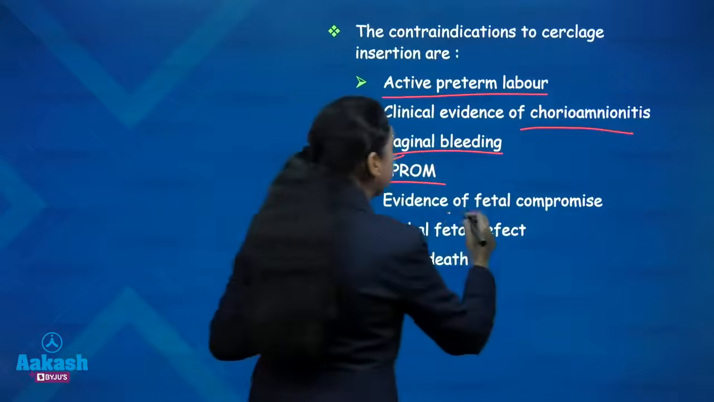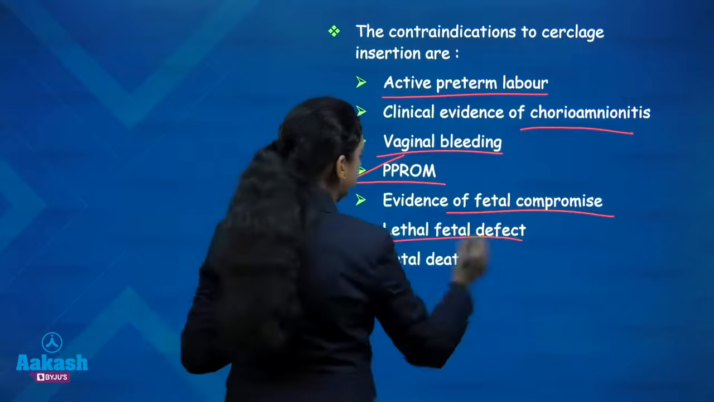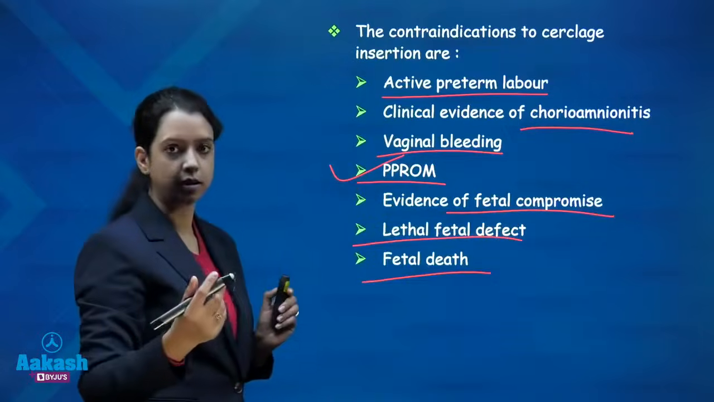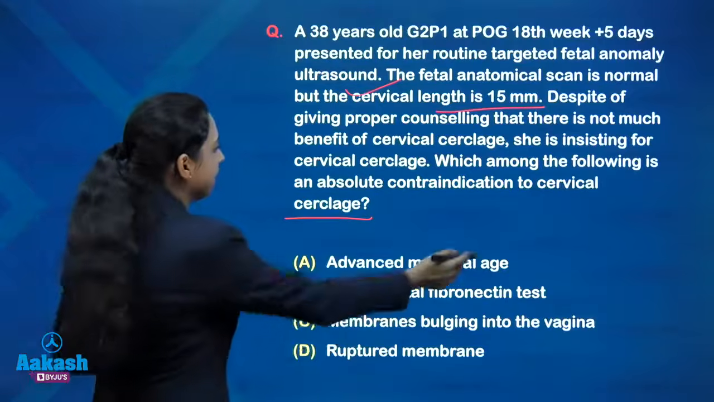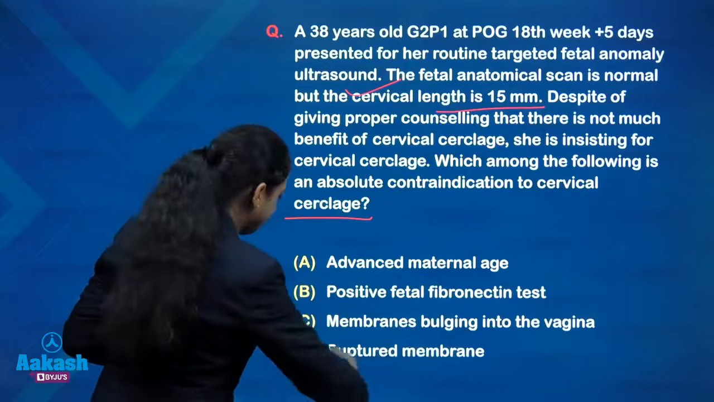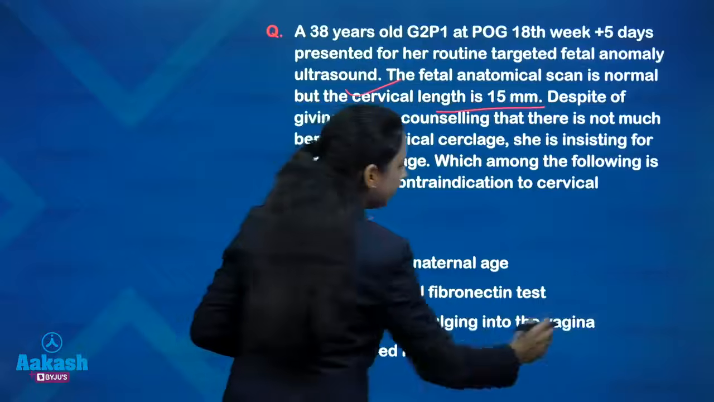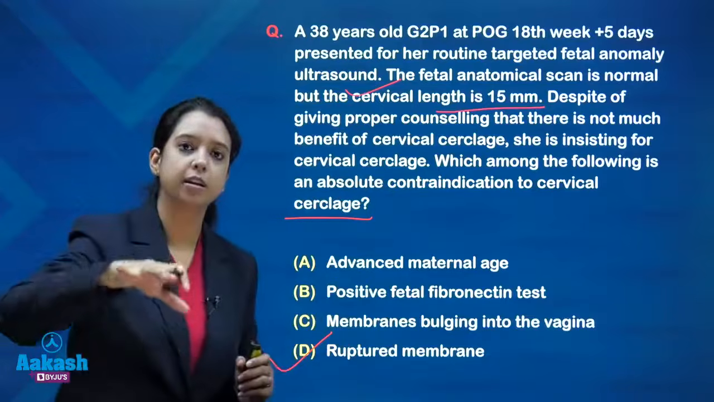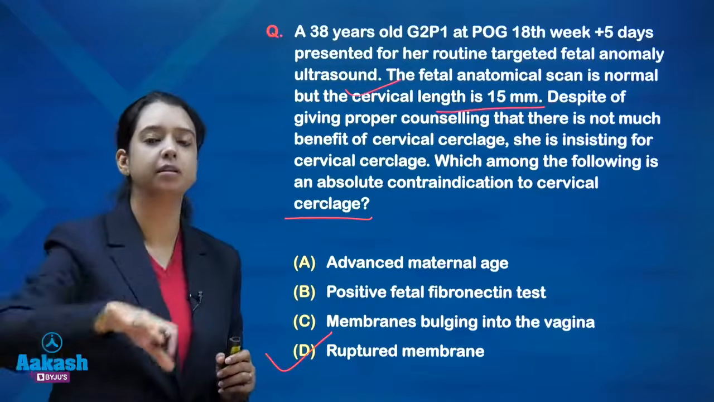Okay, evidence of fetal compromise, lethal fetal defects and fetal death, you will not give cerclage. Okay, options were advanced maternal age, it's not a contraindication. Rupture of membranes is a contraindication. What about membranes bulging in the vagina? Membranes bulging in the vagina, it means now she needs an emergency cerclage.